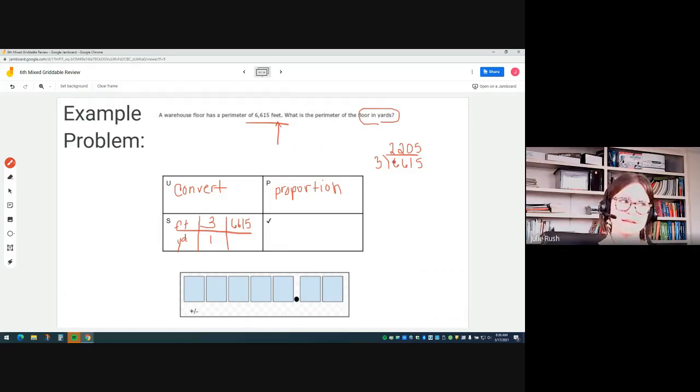Now, if I want to check this, we're just going to do the opposite operation. So we divided to get our answer, so we would multiply to check, and we would multiply 2,205 times 3. Just like so. And it does give you 6,615. But we need to key in this 2,205. So we're going to put our 5 in the ones place, 0 in the tens place, 2 in the hundreds, and 2 in the thousands.